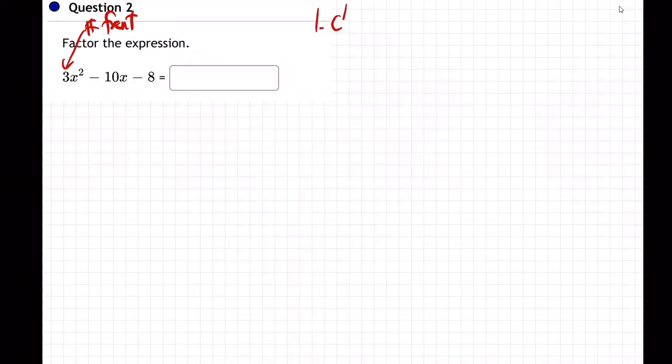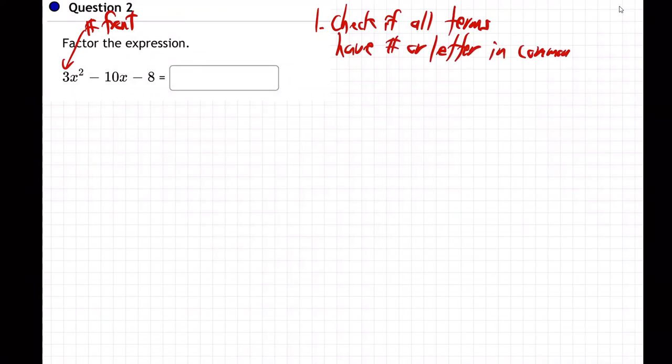First thing you're supposed to do, step one. Step one, check if all the terms have a number or letter in common. Does a number? No, 3 doesn't go into 10 or 8, and they don't all have a letter. So we checked. All right, so now what do we do?